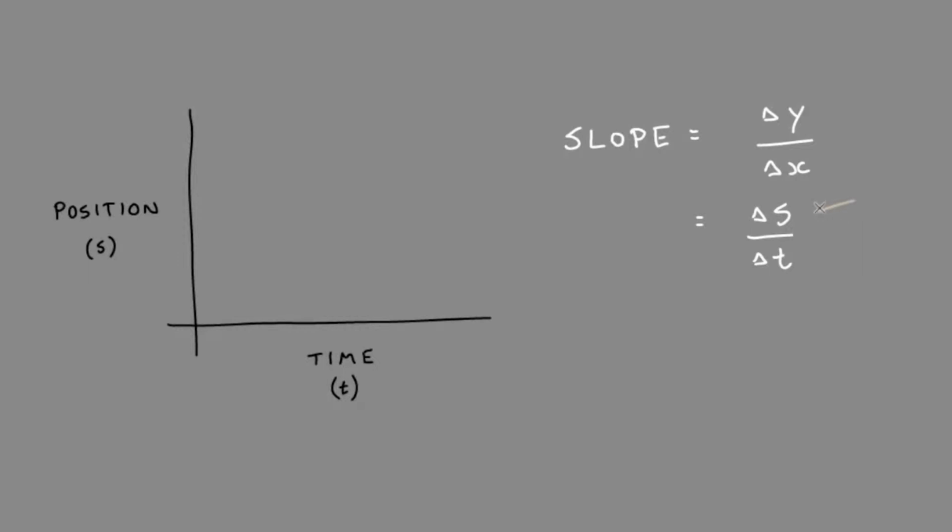So the units for position are typically meters, and time is typically in seconds. So what is meters per second as a unit? Meters per second sounds like a speed or a velocity.